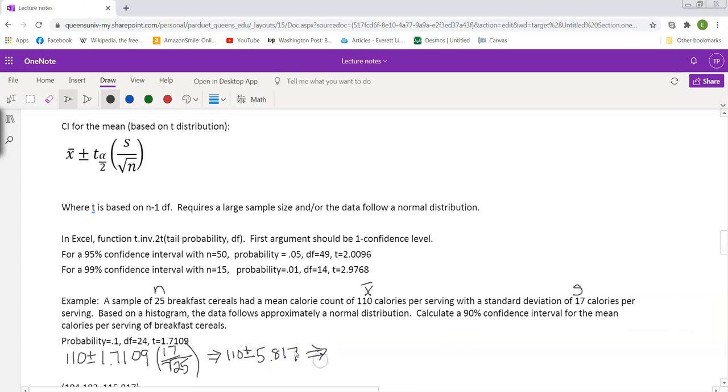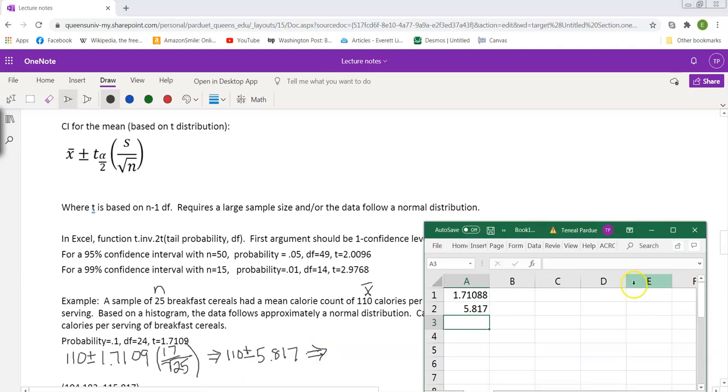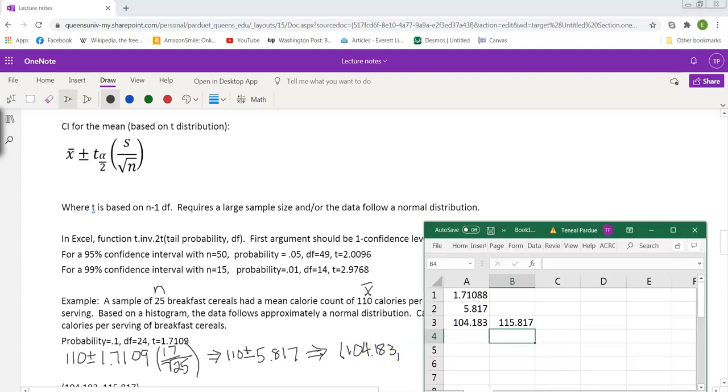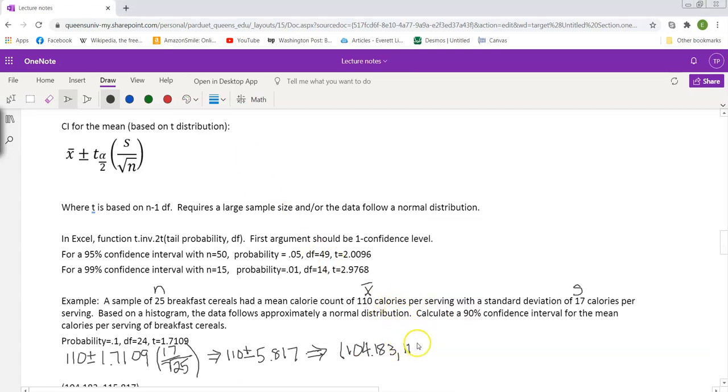And if we write that in interval form, we'll write the lowest one first, and then we'll write the upper one, and so our interval then is 104.183 up to 115.817.